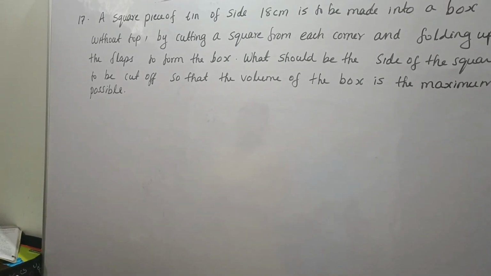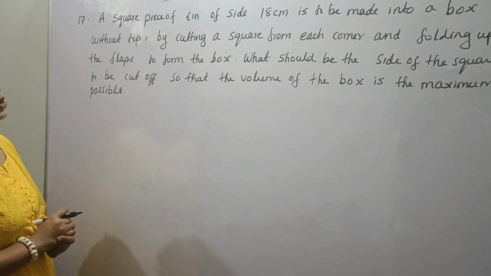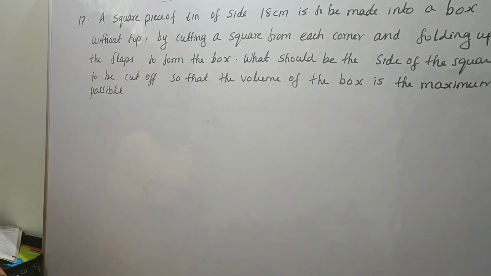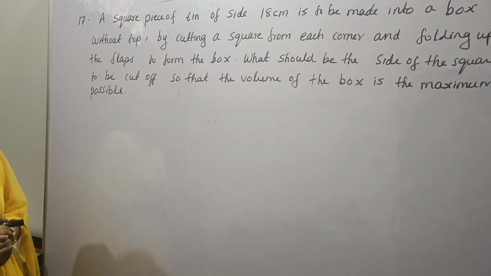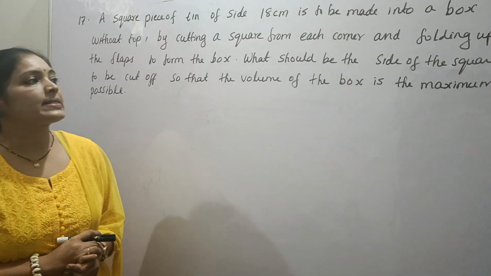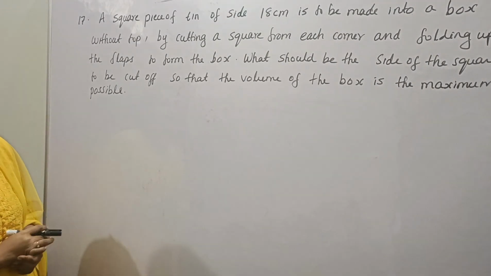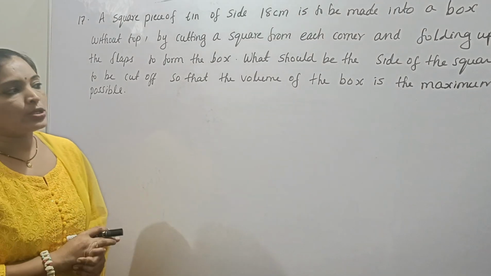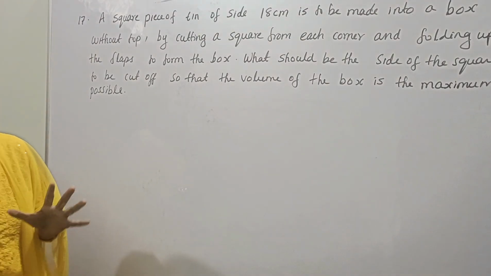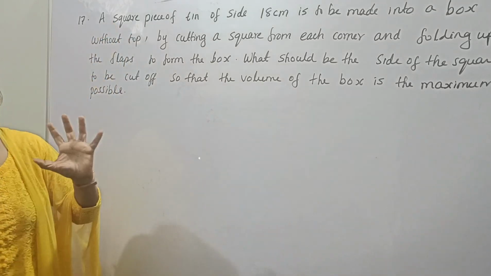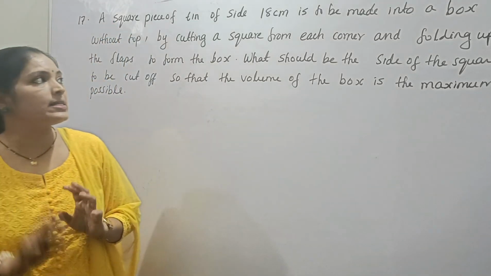A square piece of tin of side 18 cm is to be made into a box without a top by cutting a square from each corner and folding up the flaps to form the box. What should be the side of the square to be cut off so that the volume of the box is the maximum possible? Okay. So here, first of all, a square piece of tin of side 18 cm.